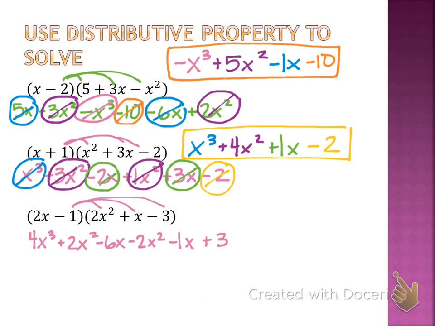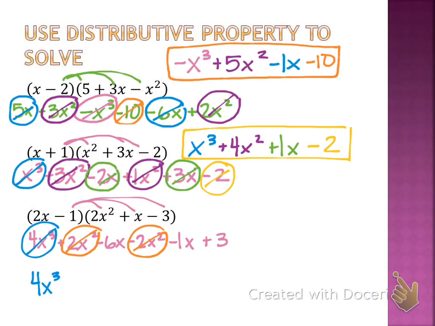Start with my largest term, 4x to the third. And it does not have any like terms, so I'm just going to write it. My next terms are 2x squared and negative 2x squared. What happens when you add those together? 0. They cancel out. Do I need to write 0x squared? No. Just skip it. Go on to your next thing.